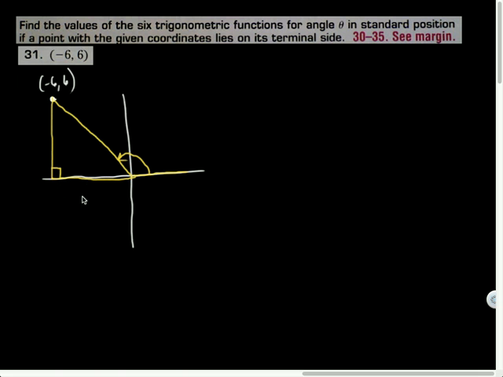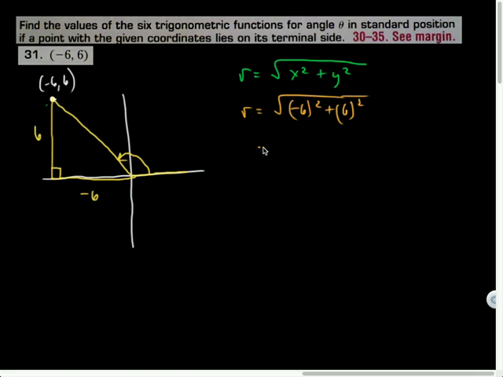So if I draw my triangle, this dimension is negative 6. This dimension is positive 6. The hypotenuse is actually going to be 6 square roots of 2. Although we could actually find that out using our little r formula that we had earlier. The radius, if I was thinking about this as a circle, is equal to the square root of x squared plus y squared, was the little formula we got at the end of class. So r is equal to the square root of negative 6 squared plus 6 squared.